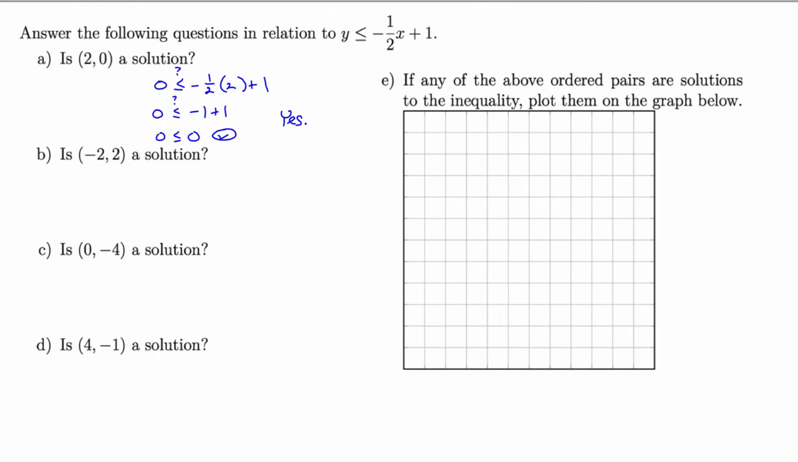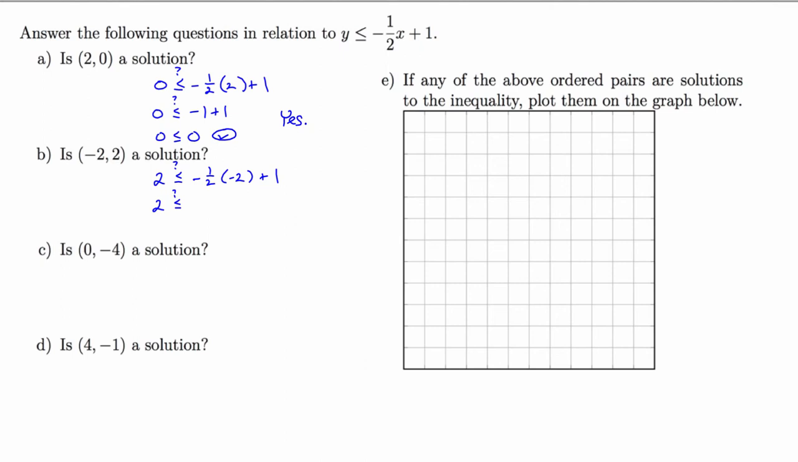In part B, is (-2, 2) a solution for the same inequality? To check, we follow the same process. We substitute 2 in for the y, we substitute negative 2 in for the x, and we try to confirm whether or not 2 is actually less than or equal to negative 1/2 times negative 2 plus 1.